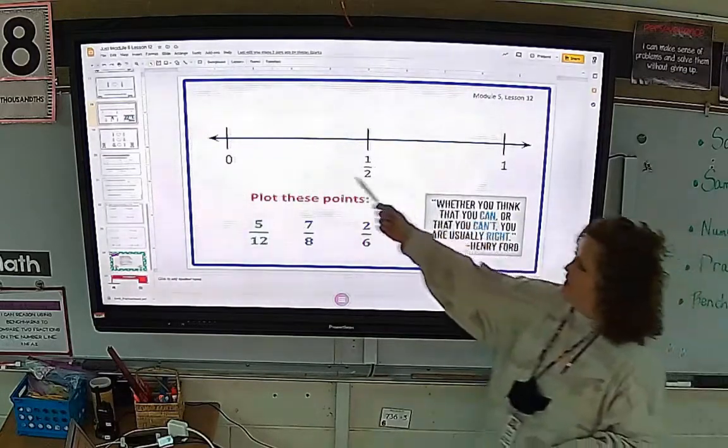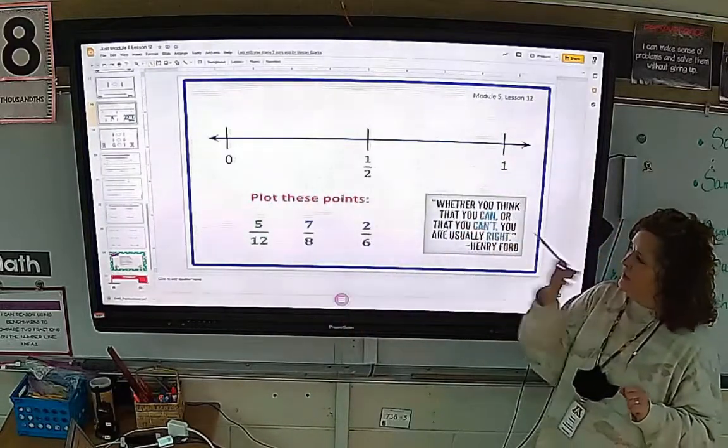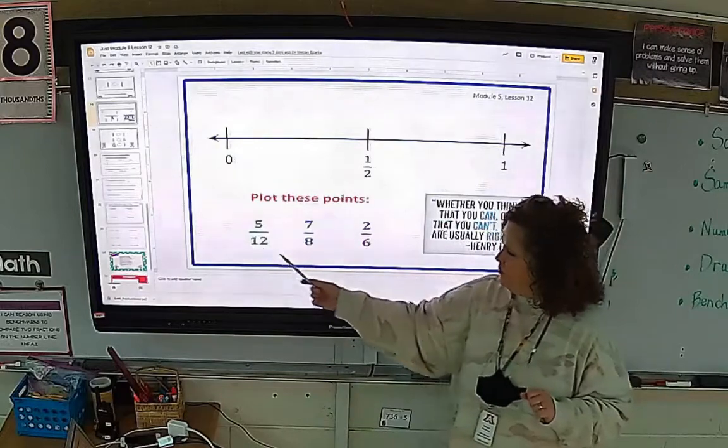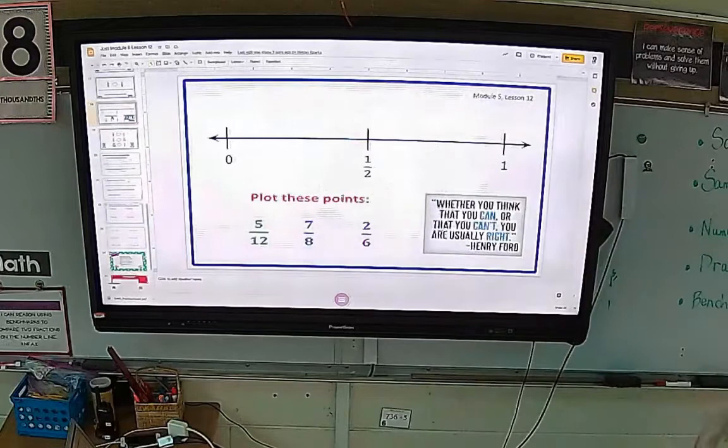All right, here is a number line, and they have given us our 3 benchmarks. We've got 0, 1/2, and 1. All right, and they tell us to plot these points. There are times where we get one number line, and they want us to put all different size pieces on the same number line. Some of you would probably rather have 3 different number lines and lay them all right beside each other so it's easier to see. I'm not going to tell you there's a right or wrong way. There's nothing wrong with doing it either way.